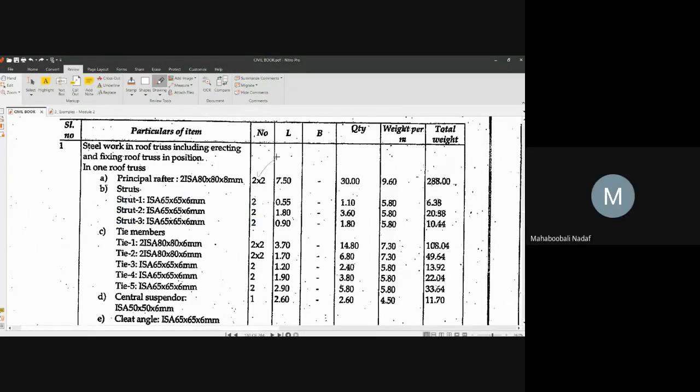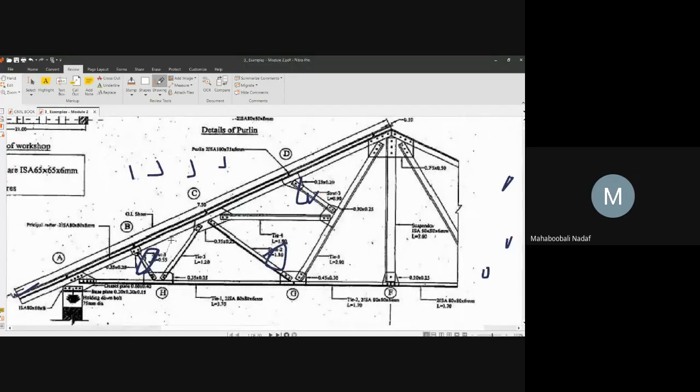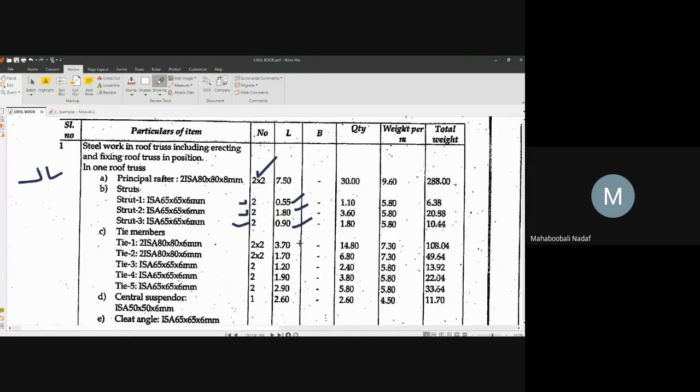2 by 2 because they have used a double ISA. Here they have used only single ISA. Single ISA: 0.55, 1.1 and this 0.9. That length they have already given in the cross section, and its unit weight is also given in the question.